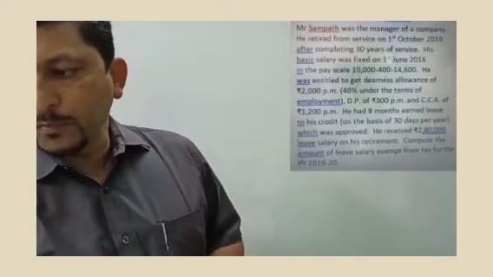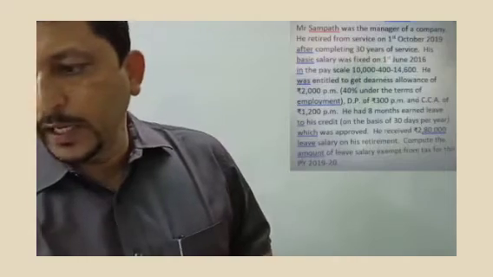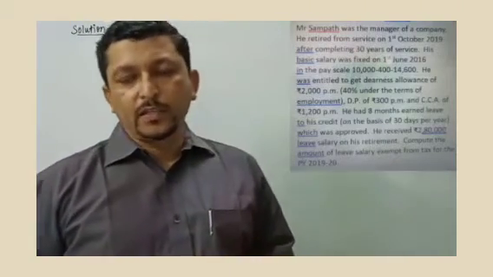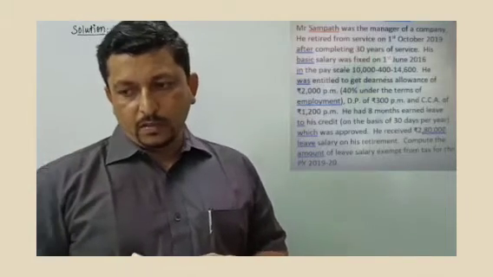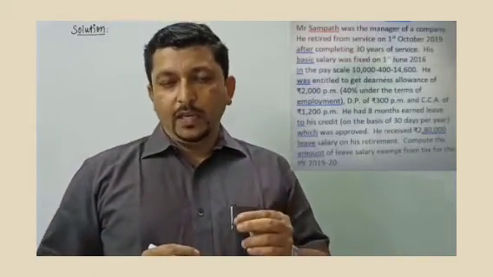Mr. Sampath was the manager of a company. He retired from service on 1st of October 2019 after completing 30 years of service. His basic salary was fixed on 1st of June 2016 in the pay scale of 10,400 to 14,600. What is this pay scale? We will discuss. He was entitled to get DA of rupees 2,000 per month, 40% under the terms of employment. Remember, only 40% is included for retirement benefits. DP, meaning dearness pay, of rupees 300 per month.